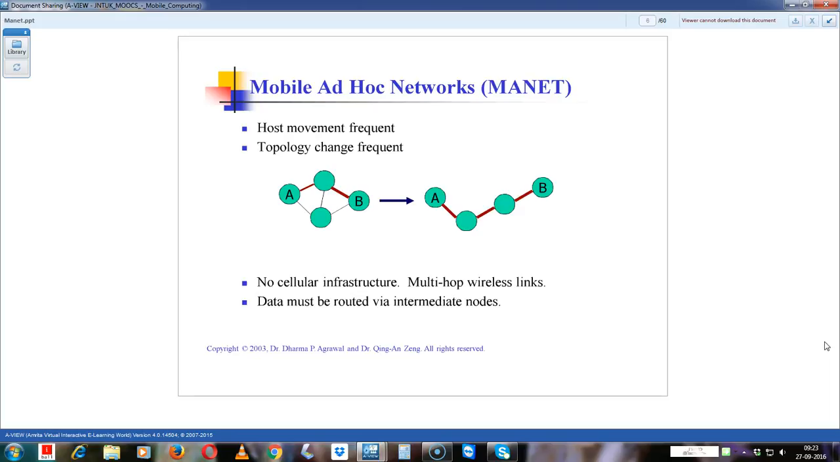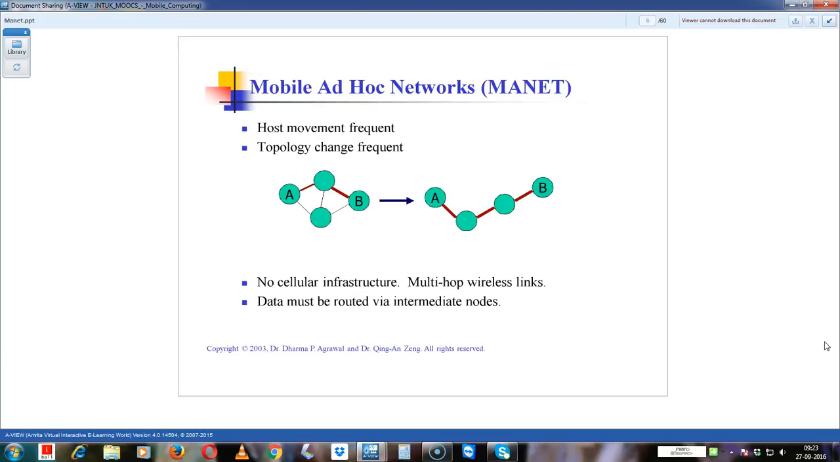So that is why we call it an ad hoc network, which is kind of mobile. The hosts move frequently in this case. Because of that movement, your network topology will always change frequently, because you are changing your location. So your routing will also change depending upon the position of your devices.